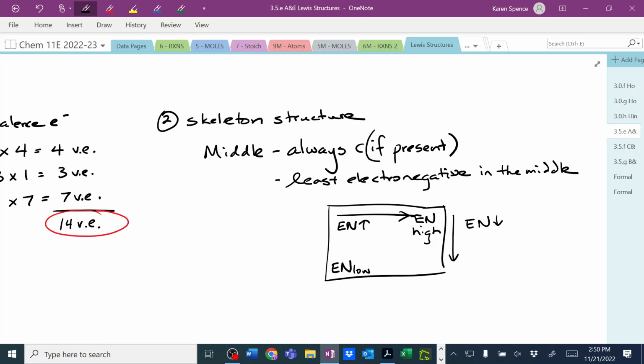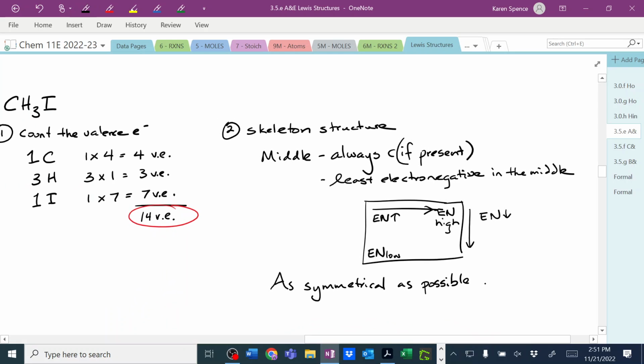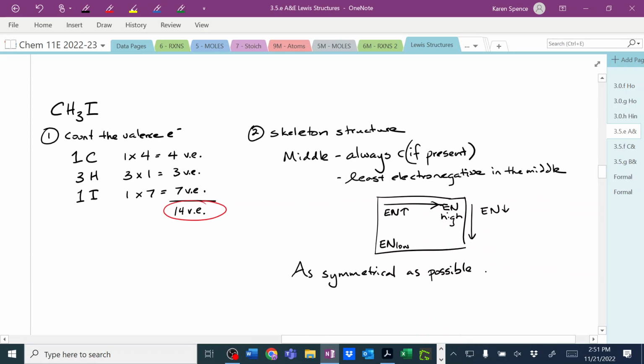Also, you are going to try and make this structure as symmetrical as possible. Don't try too hard. It's usually pretty obvious what the correct structure is. It only gets a little funky if you have more than one central atom, like if you got C2H6 or something like that.